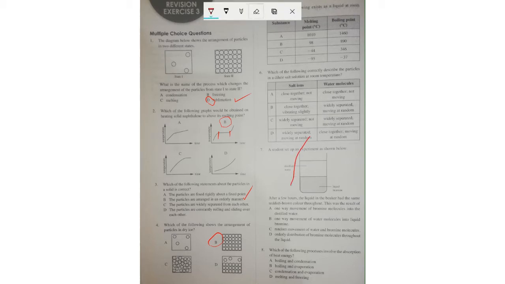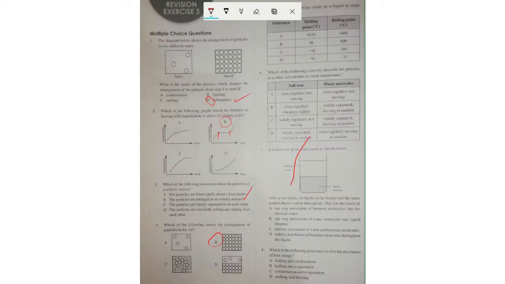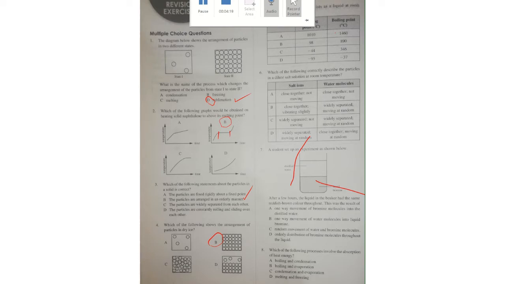Now question number 5. In question number 5, we have to select which substance is liquid at room temperature. What is room temperature? 25 degrees. So the melting point of C is minus 44 and boiling point is 346. It means this substance will be liquid at room temperature because room temperature is 25, whereas A is solid at room temperature, B is solid at room temperature, and D at room temperature is gaseous, and even below room temperature it is gaseous. So D cannot be the answer.